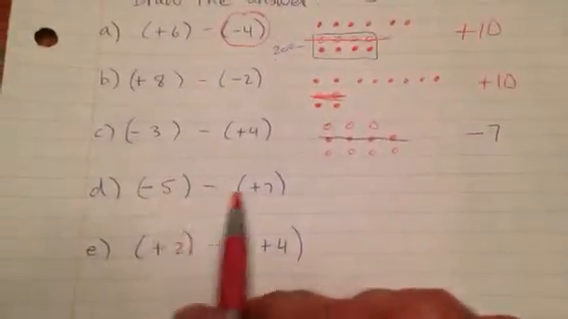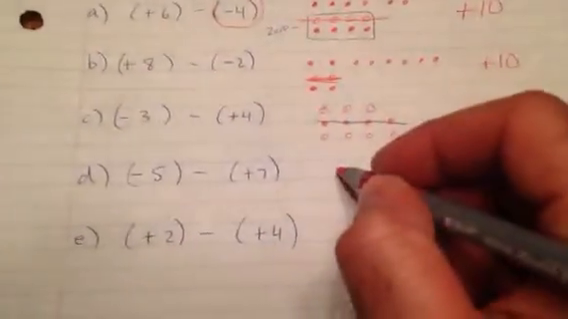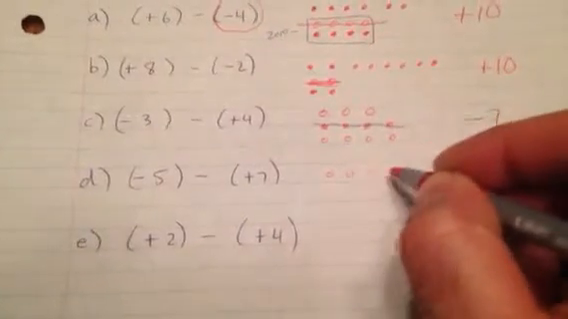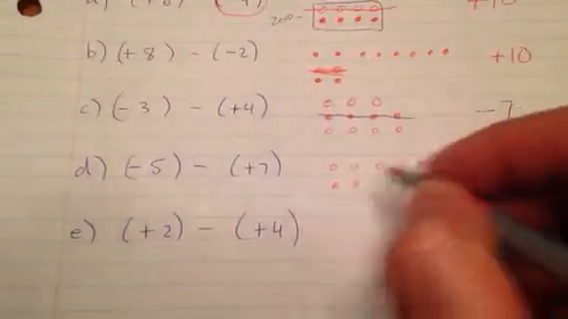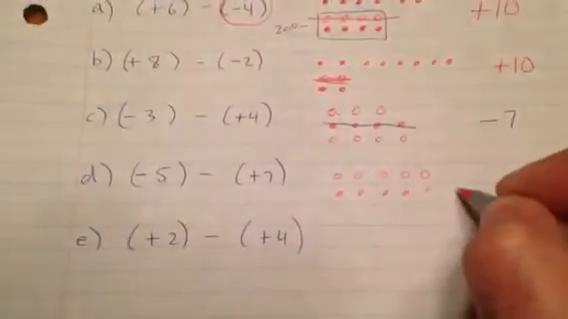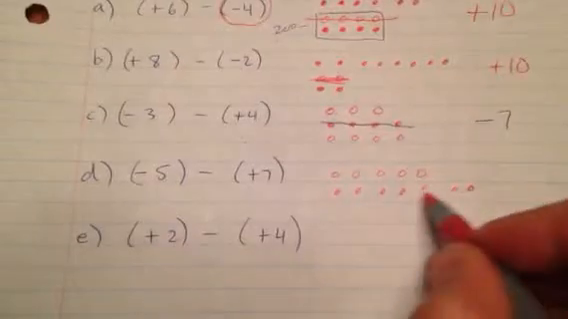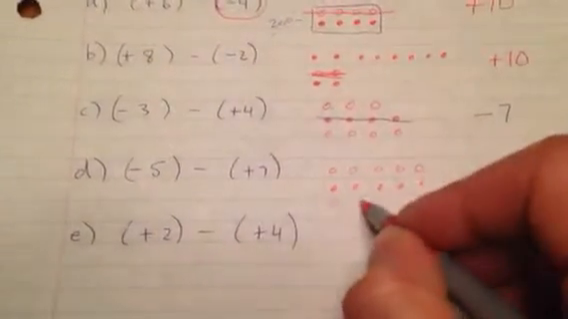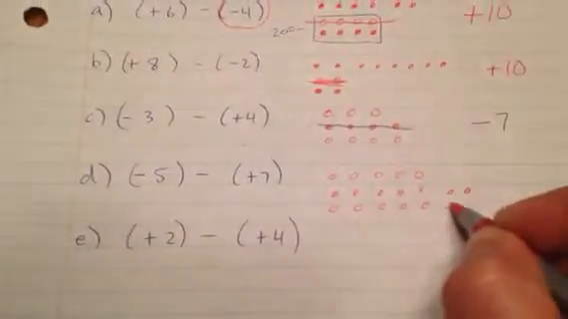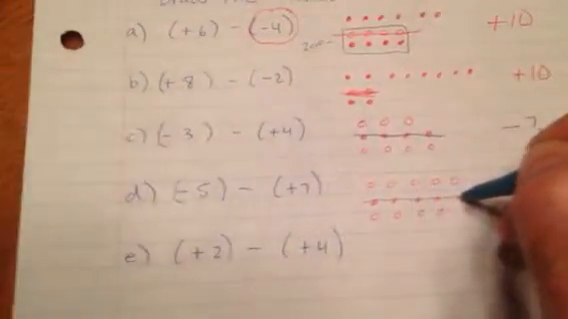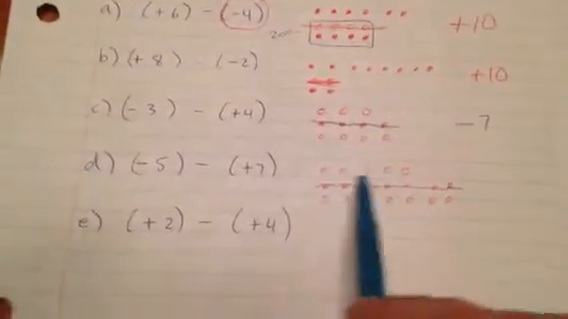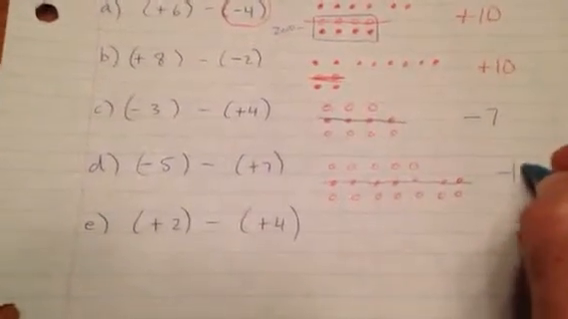Here I have negative 5, take away positive 7. So negative 5, 1, 2, 3, 4, 5. Take away positive 7. I don't have positive 7, so let's add it in. 1, 2, 3, 4, 5, 6, 7. But if I added 7 positive, I need to add in 7 negative. Now can I take away positive 7? Yes, I can. There we go. The answer is 5 plus 7, negative 12.